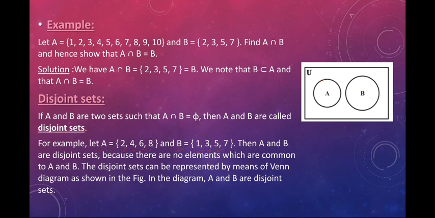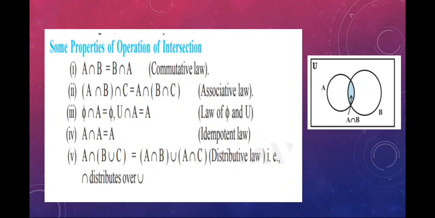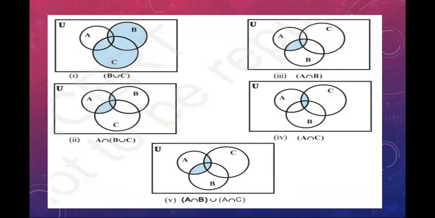And a disjoint set is represented by this Venn diagram. Look at here, this is A set, this is B set, and there is nothing common between these two circles. These two are disjoint circles representing disjoint sets. Again, some properties of the operation of intersection are given. You have to remember these 5 formulas. They are commutative, associative. Now phi intersection A will be phi, universal set intersection A will be A, A intersection A will be A, and this is the distributive law. Just try to remember these 5 formulas.